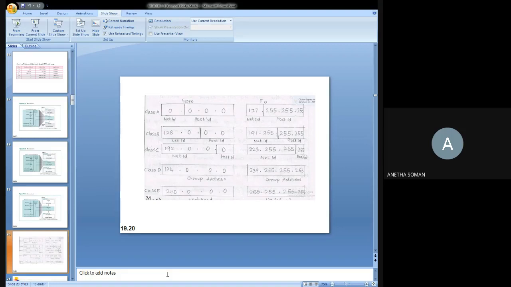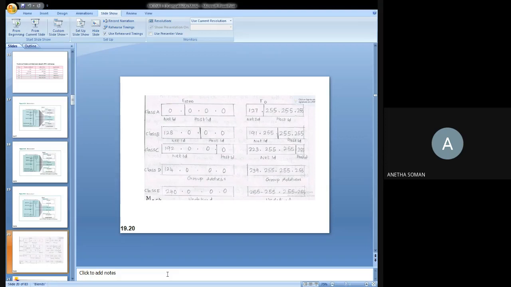The class range of internet addresses of each class is being shown. Class A varies from 0.0.0 to 127.255.255. So the first byte is used for net ID and the remaining are for the host ID. Similarly, class B, the first 2 bytes for network ID varying from 128 to 191 and 2 bytes for the host ID. Class C has 3 bytes for the net ID and 1 byte for the host ID.